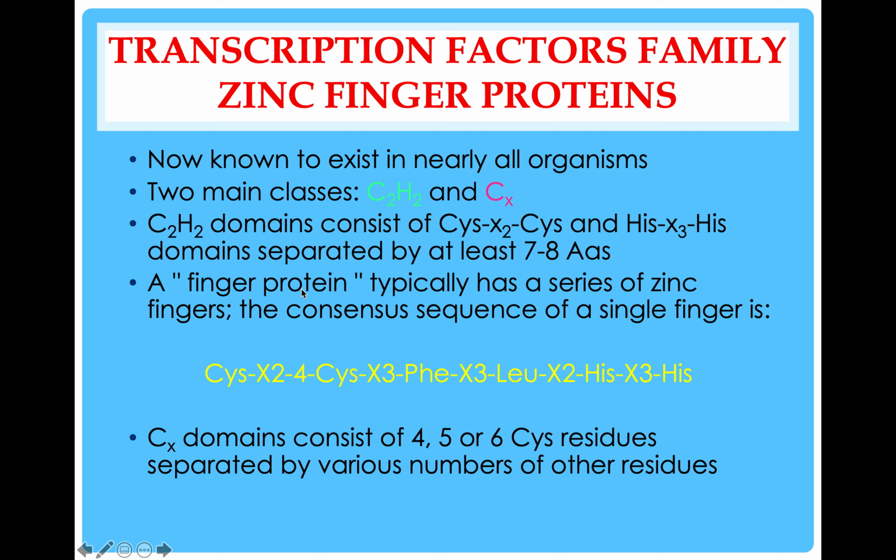So C2H2, the most common one, consists of Cys-X2-Cys and His-X3-His domains separated by at least 7 to 8 amino acids. A finger protein typically has a series of zinc fingers, so that's why it's called a zinc finger protein. The consensus sequence of a single finger is this: Cys-X2-4-Cys-X3-Phe-X3-Leu-X2-His-X3-His. So this is histidine, this is cysteine, for those of you who don't know what it means.